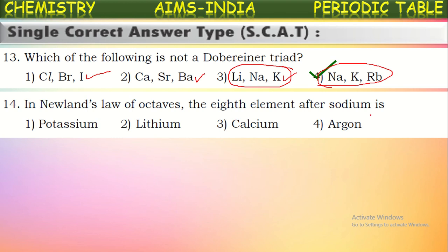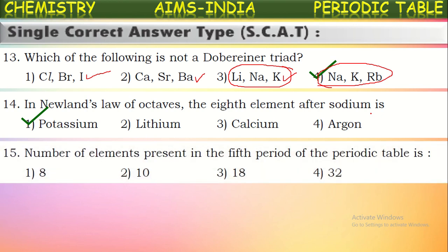So for sodium, the consecutive eighth element in that order will be potassium. So sodium and potassium have similar chemical properties. So for sodium, the consecutive eighth element is potassium. Sodium is the consecutive eighth element for lithium. Okay, now next question.